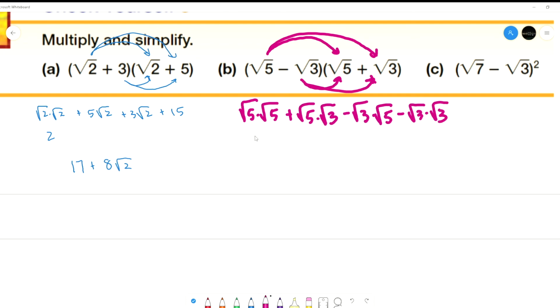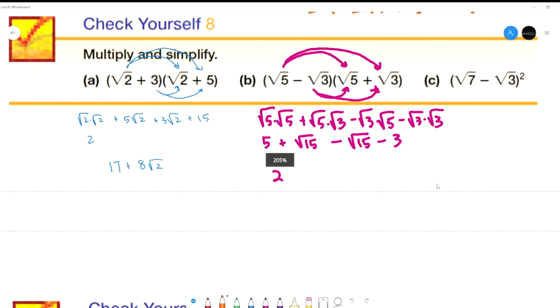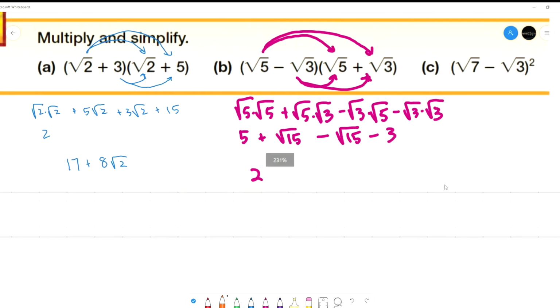So as you can see, this one is equal to 5, right, plus radical 15 minus radical 15 minus 3, right? So 5 minus 3 is 2, and radical 15 minus radical 15 is 0. Therefore, the final answer is 0. All right? Any questions there?